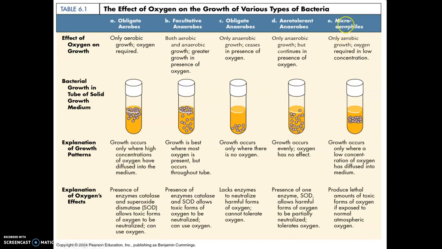And then finally, the microaerophiles, they're right in the middle because they don't want a lot of oxygen, but they want some of it. So they're kind of right here in the middle, kind of like Goldilocks and the Three Bears. Not too much, not too little, just right in the middle for them. Okay, so again, make sure you know the definitions of all 5 of the oxygen requirements, and make sure you can identify the bacteria based off of these tubes.